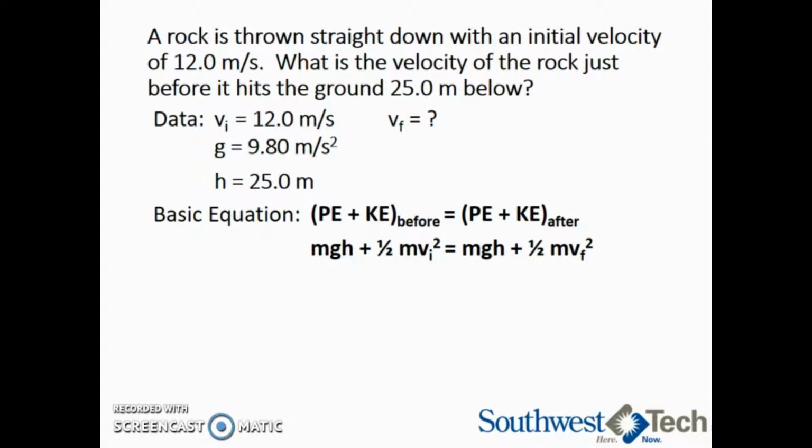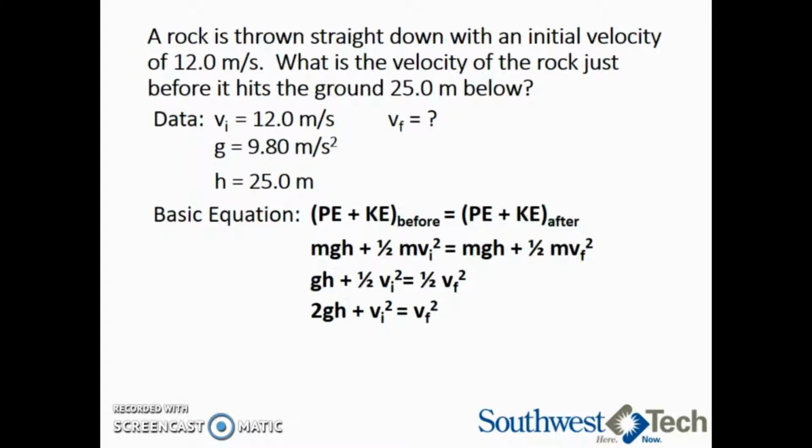Because there is mass in each term, the mass will cancel out, so the final velocity does not depend on the mass at all. This leaves us with gravity multiplied by height plus 1/2 initial velocity squared is equal to 1/2 final velocity squared. The potential energy term after cancels off since as the rock is hitting the ground, there is no potential energy because the rock is not some height above our horizontal reference line.